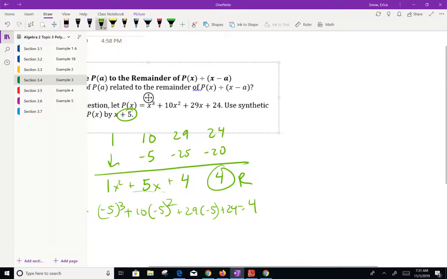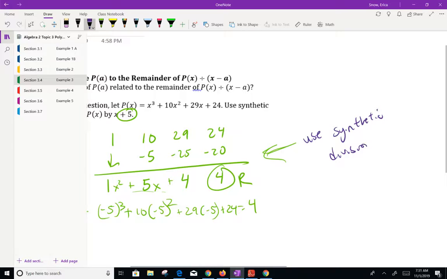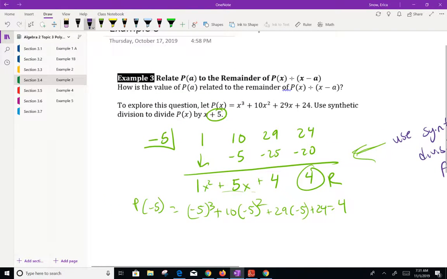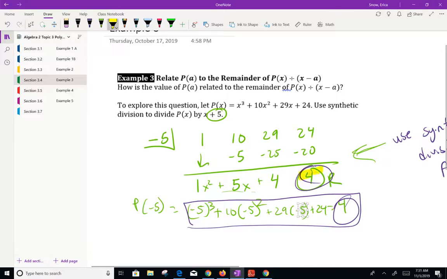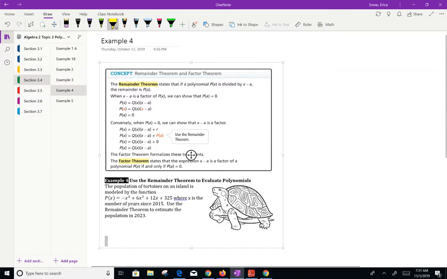So what that means is that we can actually use synthetic division. And you guys saw that this took me all of like 30 seconds. You can use synthetic division to find a value. So rather than plug in that 5 and go through this whole rigmarole in the calculator, you can do synthetic division and you end up with the same answer. So that 4 and that 4 are the same.